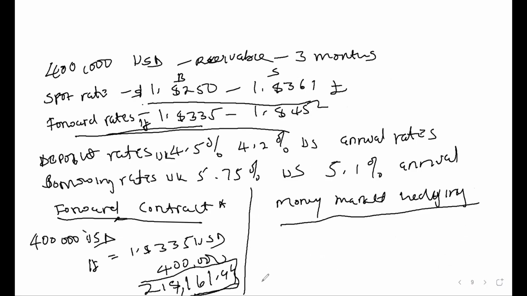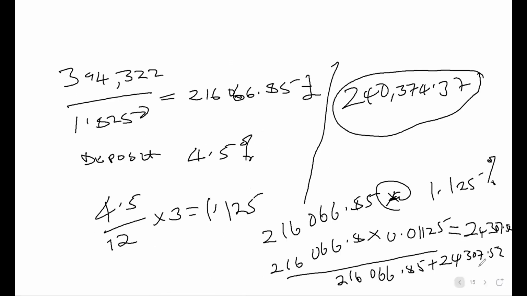And the other one we are supposed to compare with is 218. So which method is giving you better returns? We have 240 and we have 218. In this case, you would advise the company to opt for the money market hedging. I don't know whether there's anyone with a question about those two, forward contracts and money market hedging, before we take a break for 2 minutes, then we come back for another session.